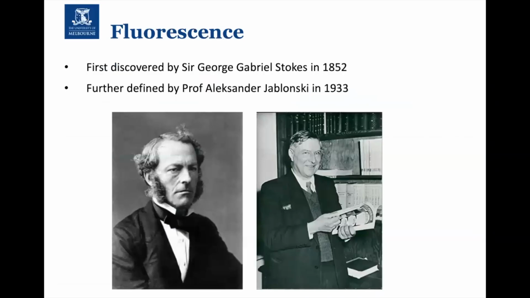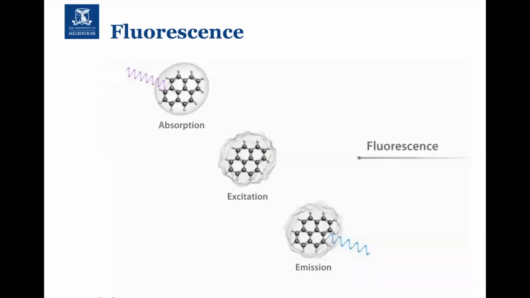So fluorescence was first discovered by Sir George Gabriel Stokes in 1852 and was further defined by Professor Alexander Jablonski, and those names will come up again in a few slides' time. Fluorescence can occur when any molecule absorbs a photon of light, so the energy from a photon of light becomes an excited state and then releases another photon under what's called emission. So it's a three-step process: absorption, excitation, and emission.